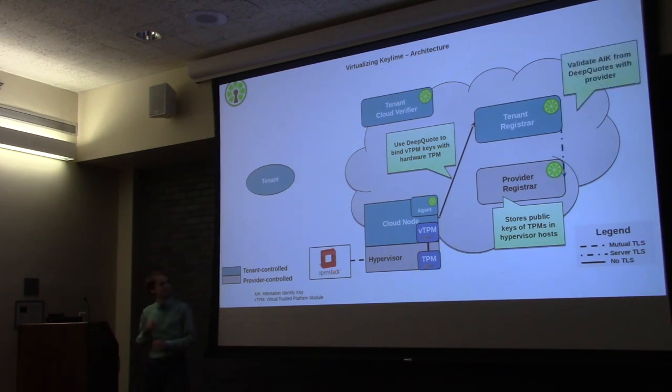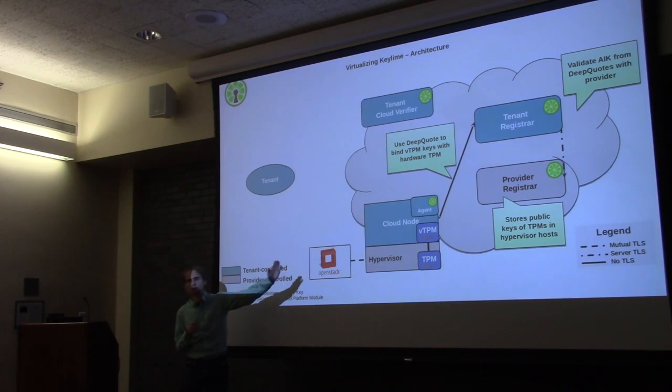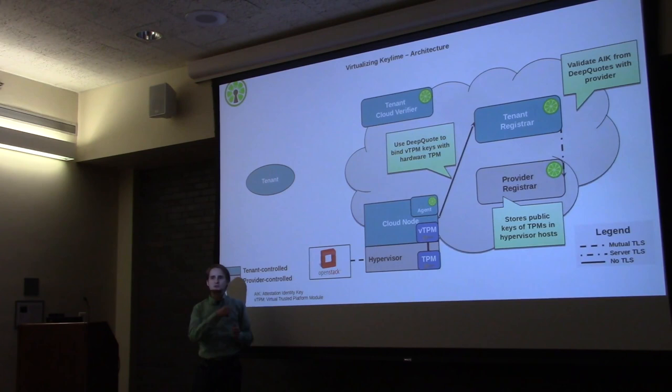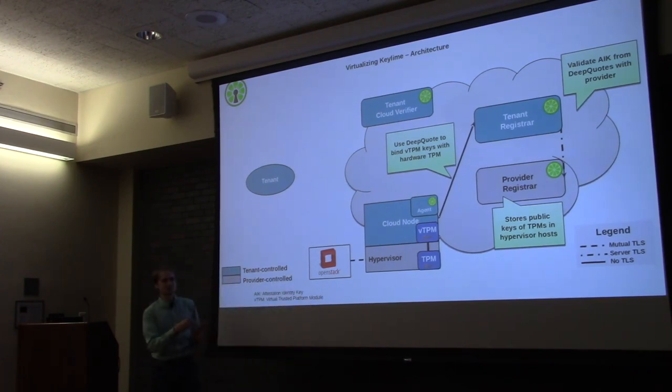And then the next component that's a little bit different is that now the registrar actually needs to reach down to the provider registrar to make sure that the attestation identity key that the hardware TPM is using is also trustworthy. The tenant registrar is going to be checking to make sure the endorsement key in the virtual TPM matches the attestation identity key that's generated by the software TPM. But we still need to make sure that the attestation identity key in the hardware TPM level ties back to that hardware endorsement key that's in there. So that's where it needs to reach back to that provider registrar to make sure that that is also in place.